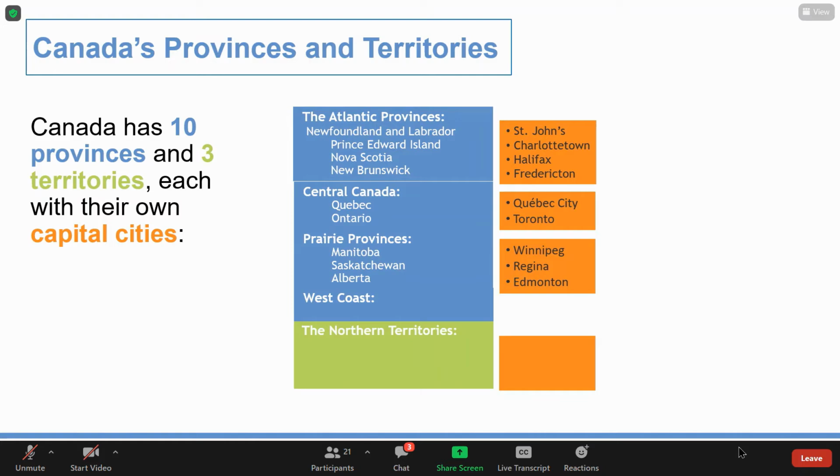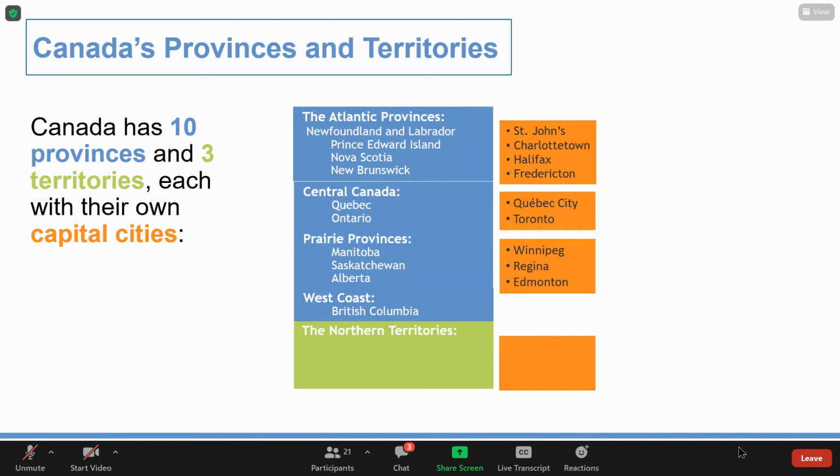Then we move to the Prairies. In the Prairies, we have 3 provinces: Manitoba, Saskatchewan, and Alberta. The capital of Manitoba is Winnipeg. When we talk about the Métis, the majority of the Métis are living in Winnipeg. Then Saskatchewan, and the capital of Saskatchewan is Regina. And then Alberta, and the capital of Alberta is Edmonton. Another confusion is when they ask about the capital of Alberta, many people say Calgary. Unfortunately, the capital of Alberta is Edmonton.